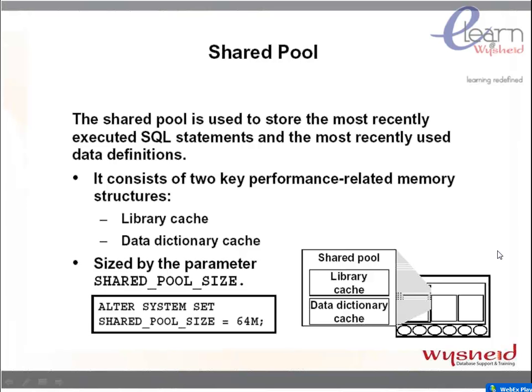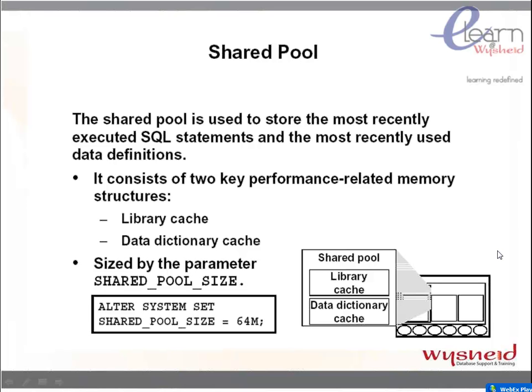Yes. Okay. So we discussed the different memory components of Oracle. We discussed the major components like SGA and PGA, and we have also seen that in the SGA there are different components like the shared pool, buffer cache, and the redo log buffer, and other optional components like the Java pool and the large pool. So we'll discuss the shared pool in a bit more detail.